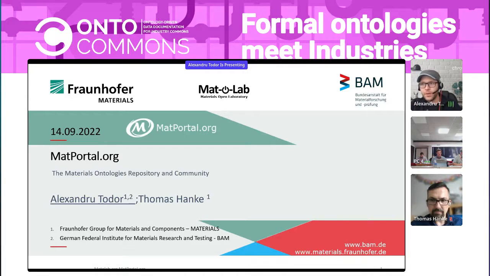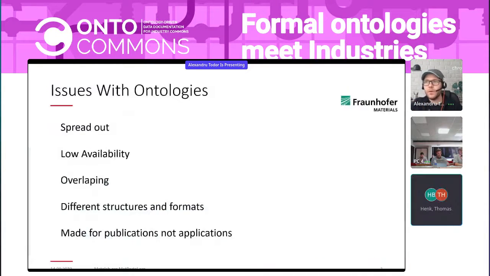This is why we are working really hard on the software, which is an ontology repository, in order to solve some issues that ontologies generally have. Because they're spread out, they're on the web, they're everywhere. It's hard to find them. They have a low availability. They expire. People create them and then they publish them somewhere and they go away. They're overlapping. There are a lot of ontologies for the same thing, maybe because they have a different top level ontology. They're in different structures.